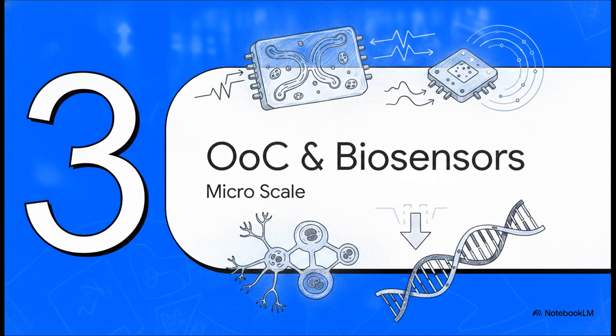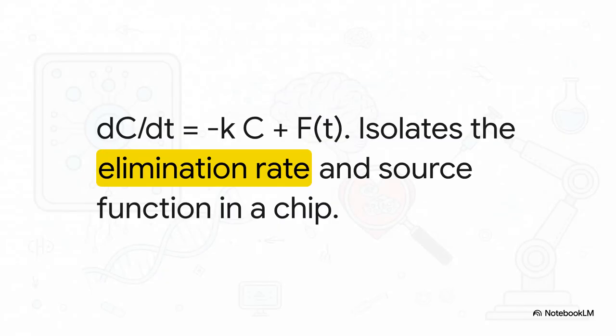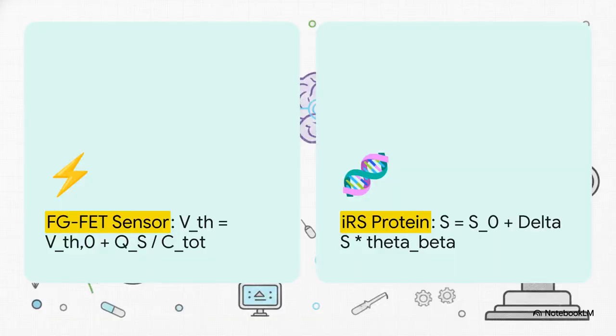Scaling up again, we transition to Section 3, Organ on a Chip and Biosensors, the microscale. In these microphysiological cellular environments, this exact differential equation models concentration dynamics. It mathematically isolates a drug's elimination rate against its source function over time. This allows us to precisely simulate exactly how a compound metabolizes in a human organ, entirely contained within a microfluidic chip. We can contrast two integrated biosensor models here.